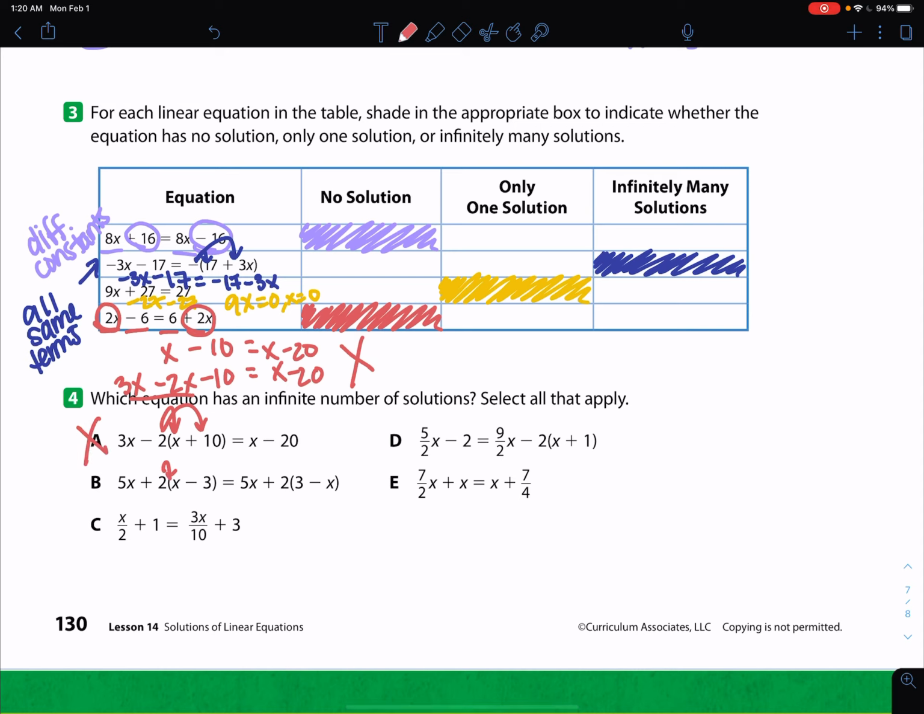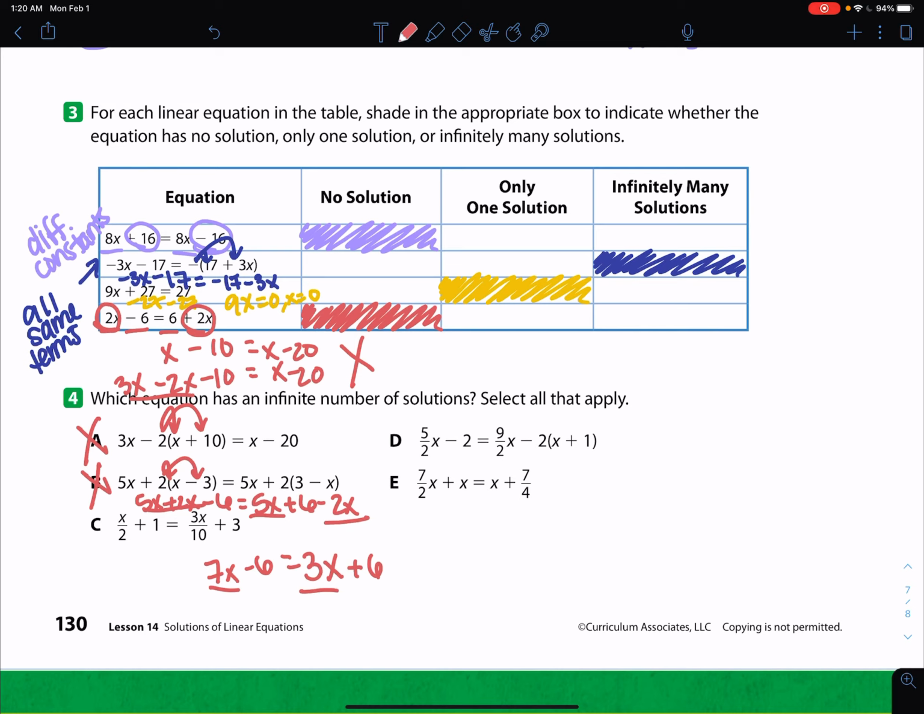B, moving on, I've got 5x plus 2x minus 6 equals 5x plus 6 minus 2x. Never mind, I got confused for a second. So I've got negative 2x and a 5x over here. So I've got 3x plus 6 equals 7x minus 6. It was very close because of the 2x's, but they are different. So this will end up giving me one solution, which is not what I want.